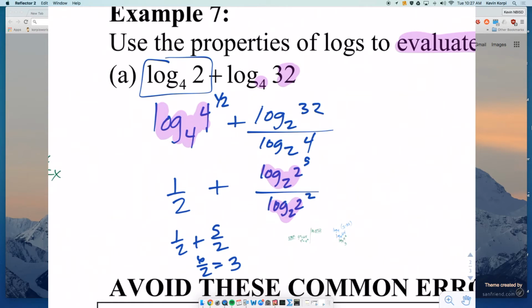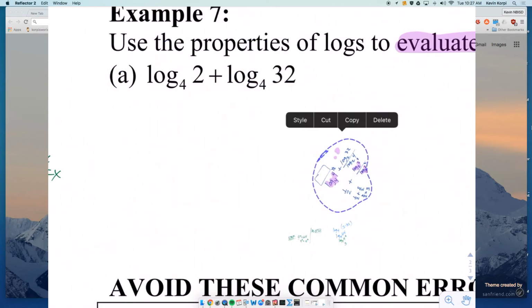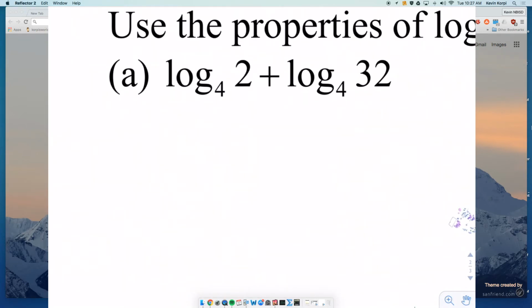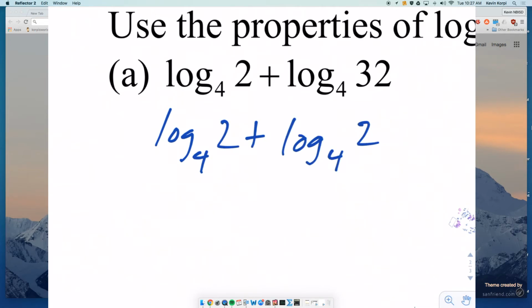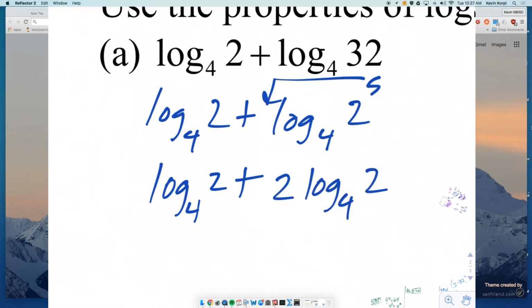Is there yet another way to do it? I sure hope so, right? Because variety is the spice of life, and I like things spicy. What if we left the first one as log base 4 of 2? Then you can write the second one as log base 4 of 2 to the what? That's right, 5th. And now, using the properties of logs, what can I do with the 5? Bring it out front. That was my favorite property.